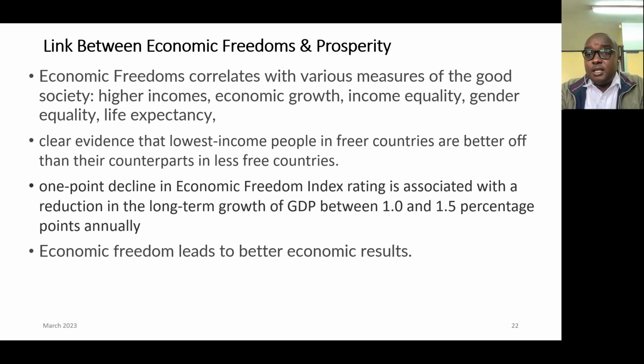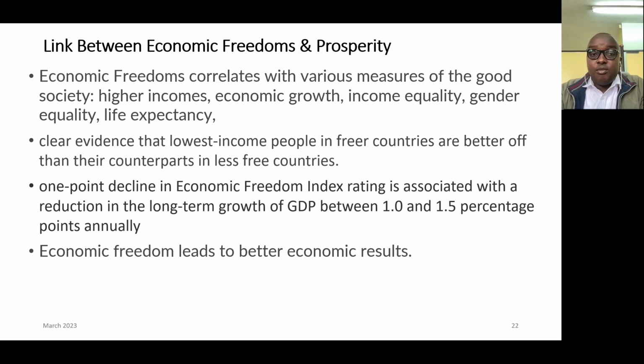Now, this year we're also thinking that we should introduce the literature, the research around this, that there's a clear link between economic freedoms and prosperity. Because if you look at economic data, countries that are ranked with high economic freedoms have high incomes, economic growth, income equality, gender equality, life expectancy, and better welfare outcome indicators. Then the lowest income people in freer countries are better off than those in the less free countries.